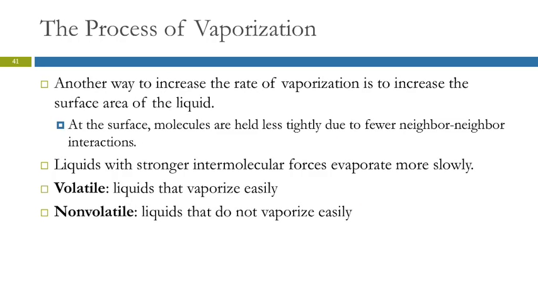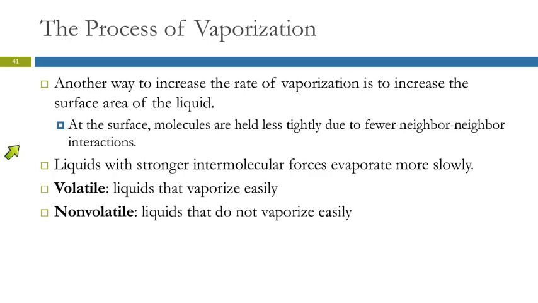Another way to increase the rate of vaporization is to increase the surface area. So the molecules have to be moving fast enough, but they also have to be able to get to the surface. So if you increase the surface area, they'll evaporate faster. The other thing about the surface is that those molecules are held less tightly than the ones on the interior. The ones on the interior are holding together more strongly.